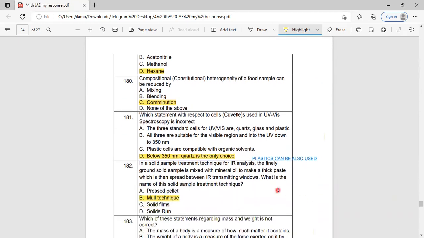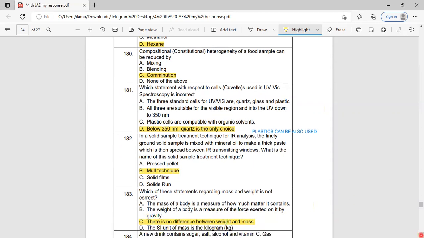In a solid sample treatment technique for IR analysis, the finely ground solid sample is mixed with mineral oil to make a thick paste, which is spread between the IR transmitting windows. What is the name of this solid sample treatment technique? Mull technique.